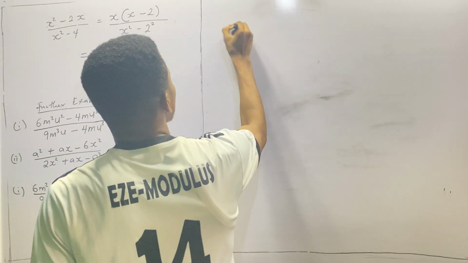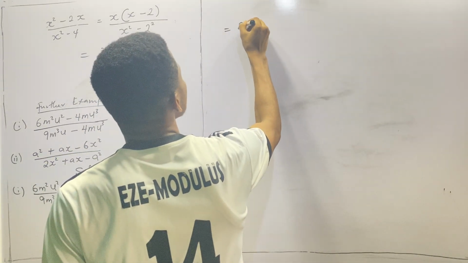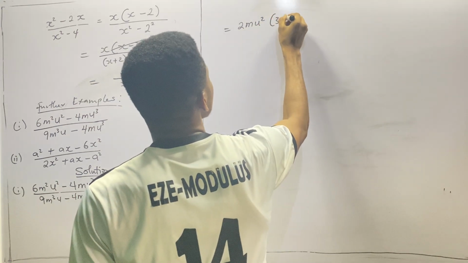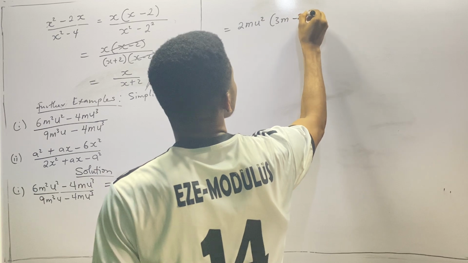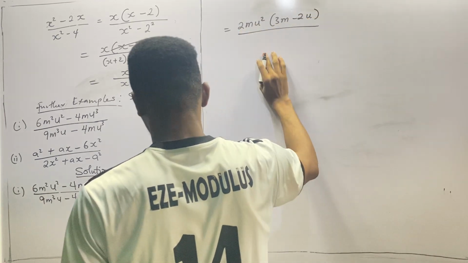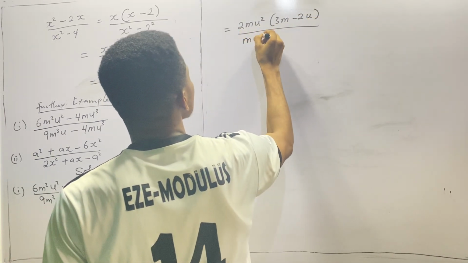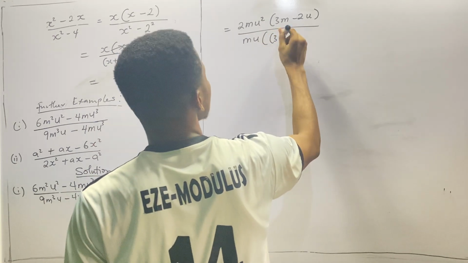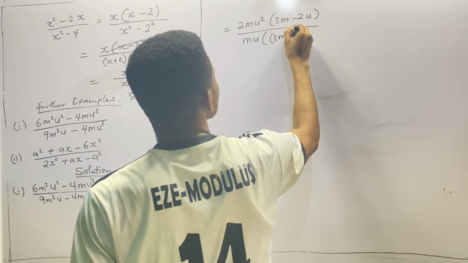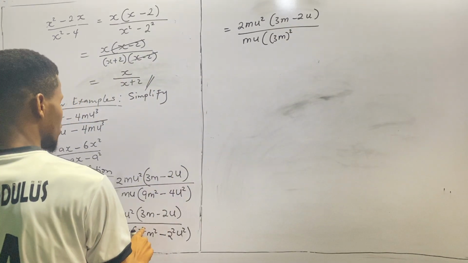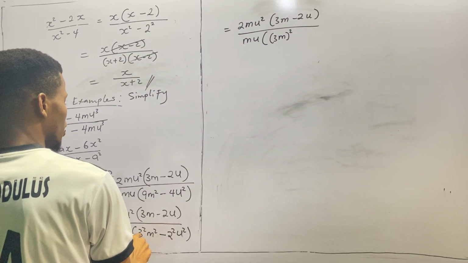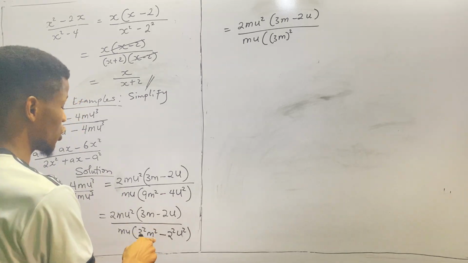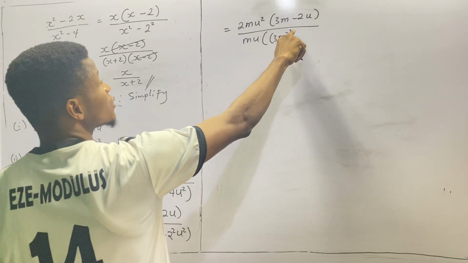So this will be equal to 2mu square into 3m minus 2u all over mu into 3m all square. So I just factorize the square that 3 and m have in common. All right, so I factorize that square.